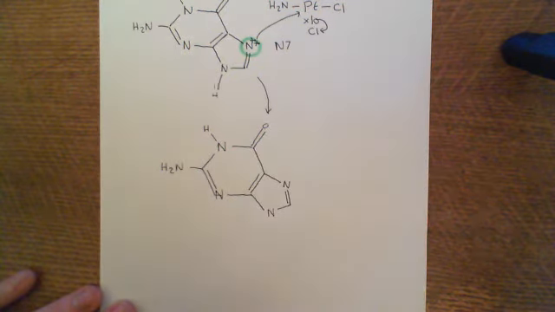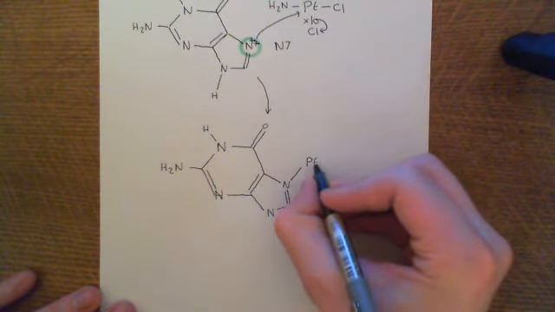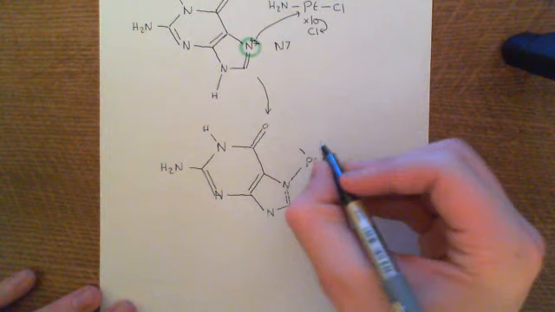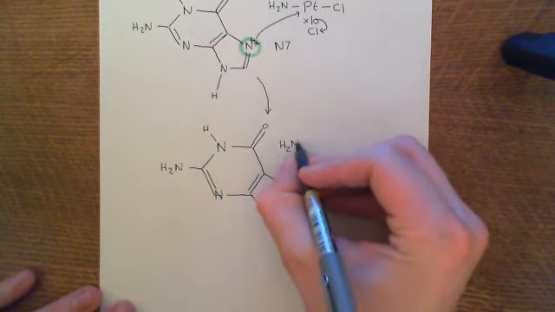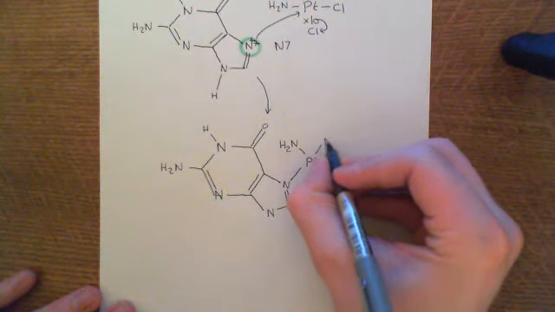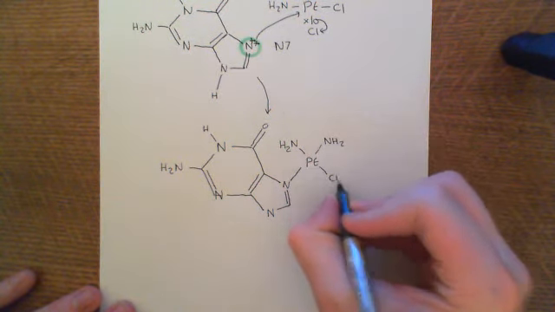Now, let's draw this cisplatin bound to it. So here's the platinum now. Then we've got these two amino groups. They are untouched by this binding. So here's one, here's the other, and remember they're still next to each other. Then you've got a chlorine atom off here.